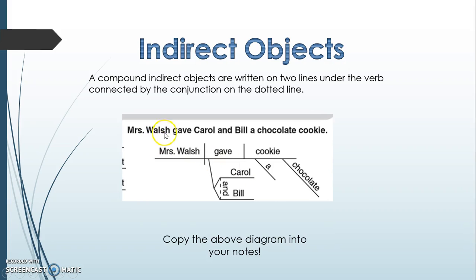And so the example is Mrs. Walsh gave Carol and Bill a chocolate cookie. We've got Mrs. Walsh, gave, and then if you look, Carol and Bill is your compound indirect object, and then cookie is your direct object, and a chocolate cookie, which would be my favorite kind of cookie.